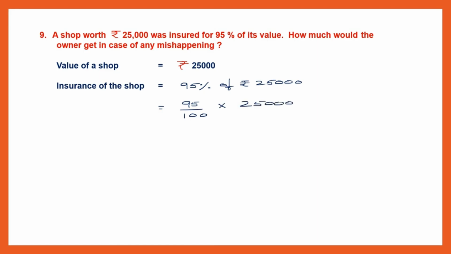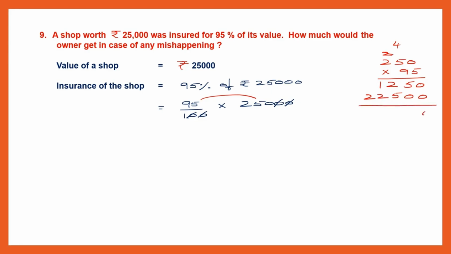Now let's cancel. I can cancel two zeros here and two zeros there. So now I have to multiply my numerators. Nothing else is there to cancel. That is 95 into 250 or 250 into 95. 5 zeros are 0, 5 fives are 25, carry 2, 5 twos are 10, 11, 12. 0, 9 zeros are 0, 9 fives are 45, carry 4, 9 twos are 18, 22. Now add it up, 5, 7, 3, 2. So after adding, what do we get?